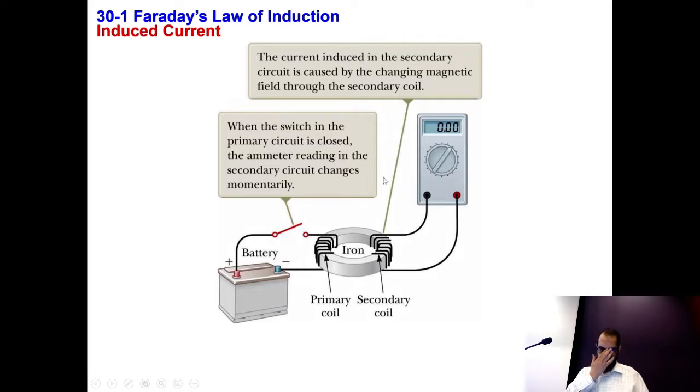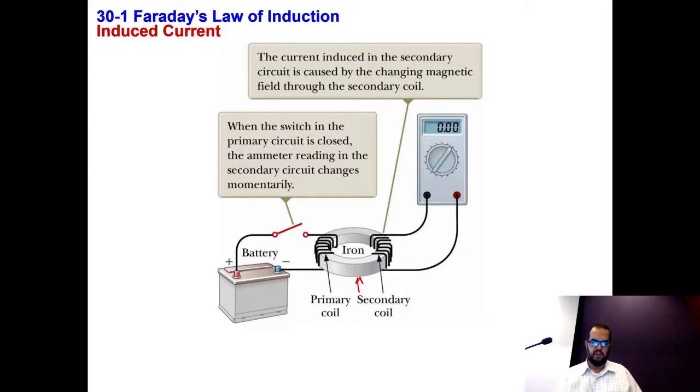Okay, so here is another experiment. This is another observation. Here we have a battery, and the battery is connected to a coil. There is an iron core, and we have a secondary coil. The secondary and the primary coil are not connected; they are separate circuits. And what we do is connect the secondary coil to an ammeter to measure the current.